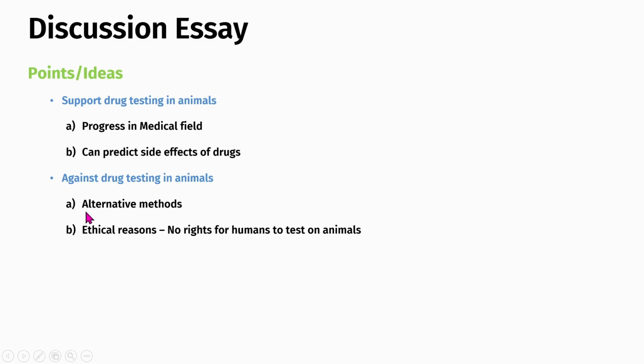So the first reason which supports this argument is alternative methods, that means there are other methods which can replace animal drug testing. That was the first reason. And my second reason, which is against the drug testing, is an ethical reason. That means we don't have any rights on animals to test drugs on them.